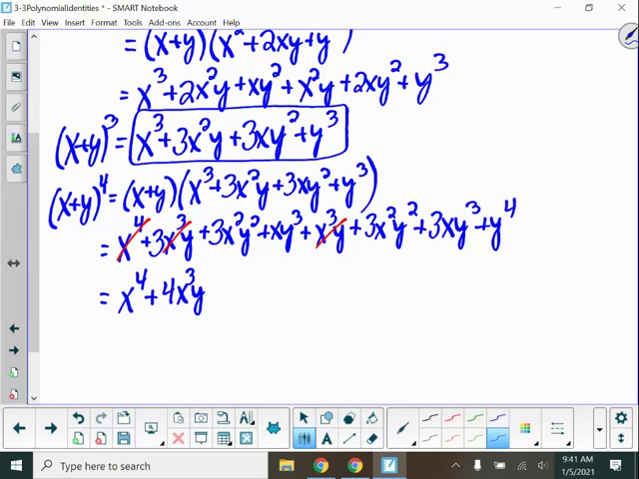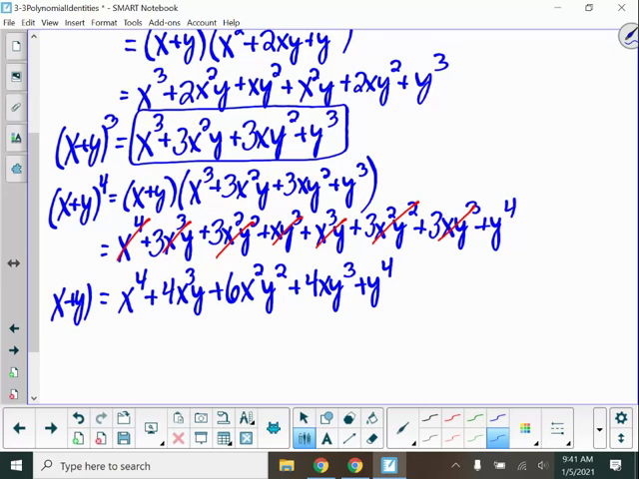So next would be my x squared y squared. So there's a 3x squared y squared and a 3x squared y squared. So that's 6x squared y squared. Then I have my xy cubed. Well, there's a 1xy cubed and a 3xy cubed. So that's 4xy cubed. And then lastly, I have my y to the fourth power. So (x + y) to the fourth is this big long thing here.